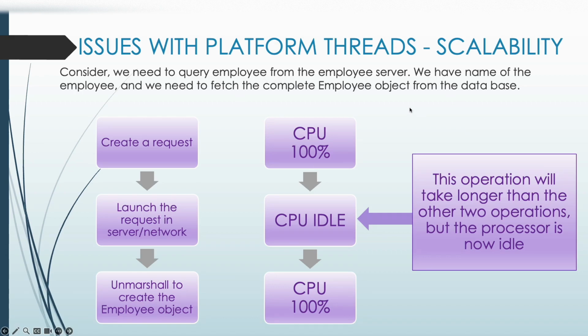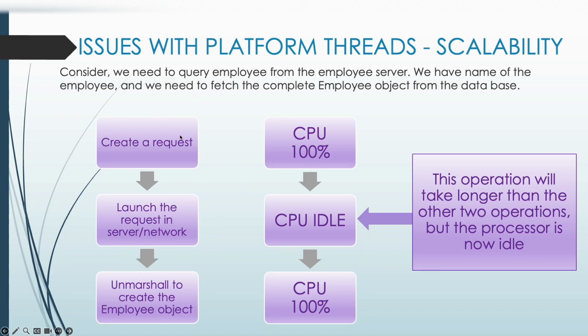When we consider all these, creating a request is an in-memory operation, because we are doing it in our memory. Unmarshalling the object is also an in-memory operation. But launching the request to the server or the network is a network operation. Why? Because I'll create a request, give that request to the network, and wait for the network to respond to me with a response. So this is the request that is with the network and not with me.